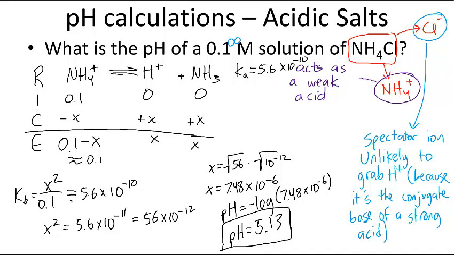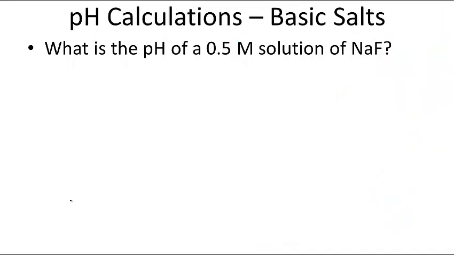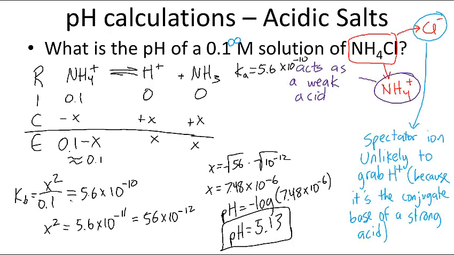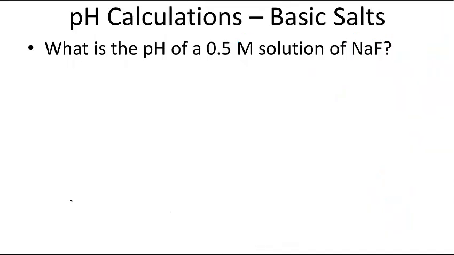So now let's try a basic salt. Conceptually, it's going to be very similar. First thing you have to do is think about, okay, what are the ions it splits into? Then you think about, is one of them acidic? Is one of them basic? One of them is going to be a spectator. And then identify the equilibrium that you need to examine. So if we want the pH of a 0.5 molar solution of NaF, where might you find NaF in your everyday life?